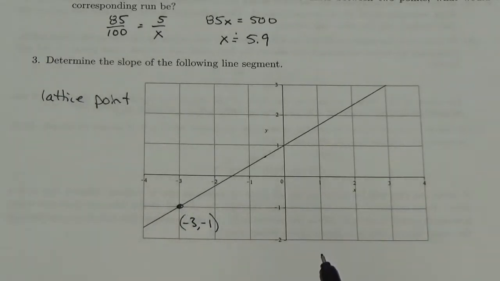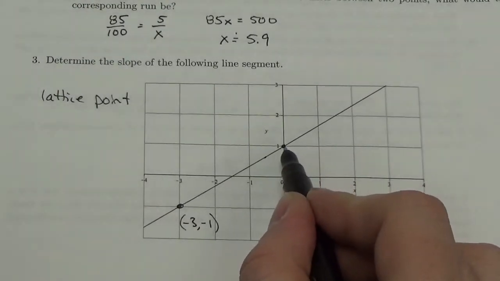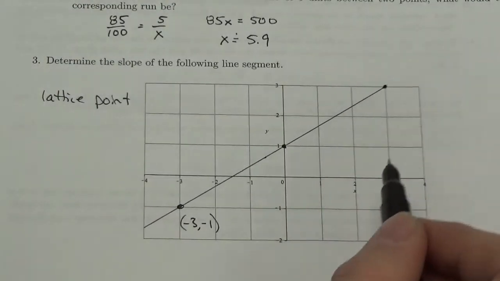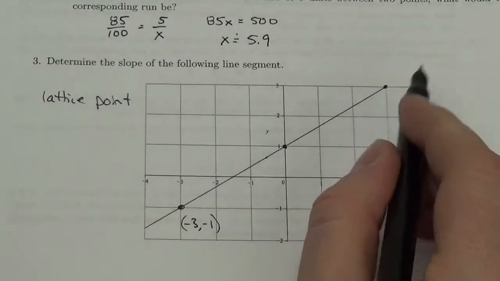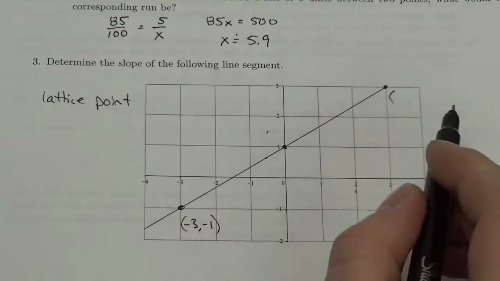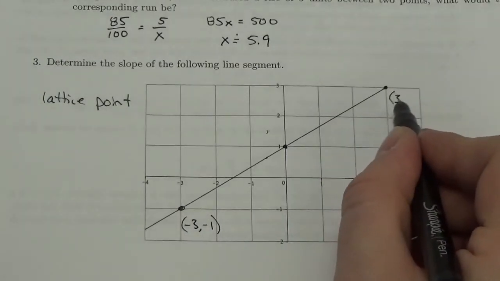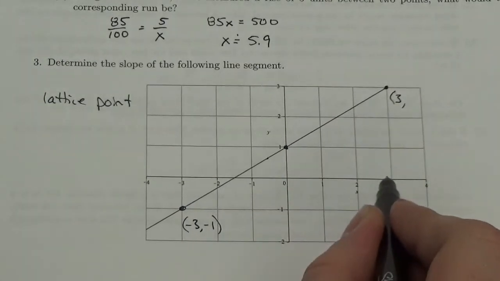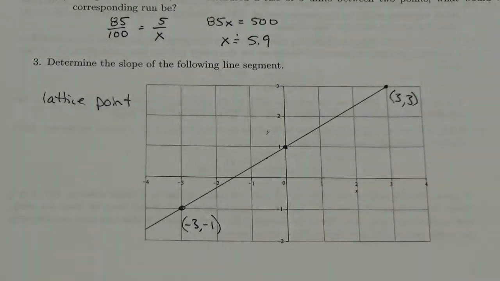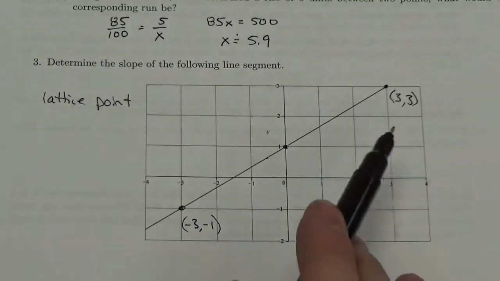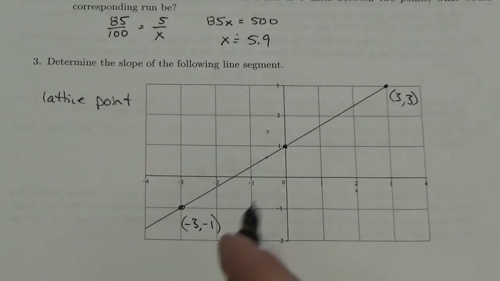And then I pick another one here. And actually, I've only got 2 other points that I can see here that are actually nice lattice points. Okay, and so let's maybe grab this one over here. So we'll grab the furthest one over. This point right here is 3 over. Okay, so starting at the origin, I slide 3 over, and then I have to go 3 up to get to that point. So the point 3, 3. Here, -3, -1, 3, 3.